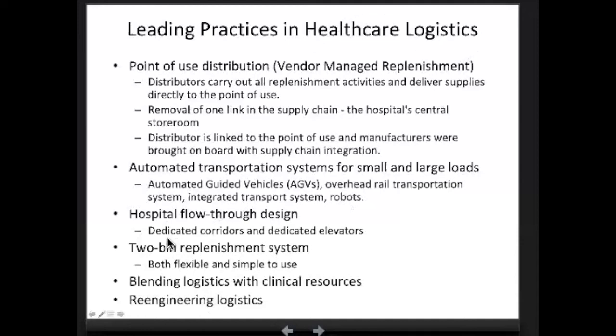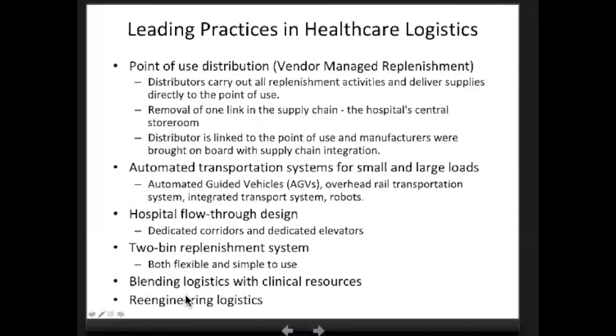So if there are dedicated corridors and dedicated elevators for patients, that will help in ensuring that the logistics can use other ways for moving these products from one point to the other, and hence increase the efficiency and effectiveness. Two-bin replenishment system is kind of an inventory system, which we have talked about as part of our inventory management discussion. It's both flexible and simple to use, and hence something which can help with healthcare logistics.